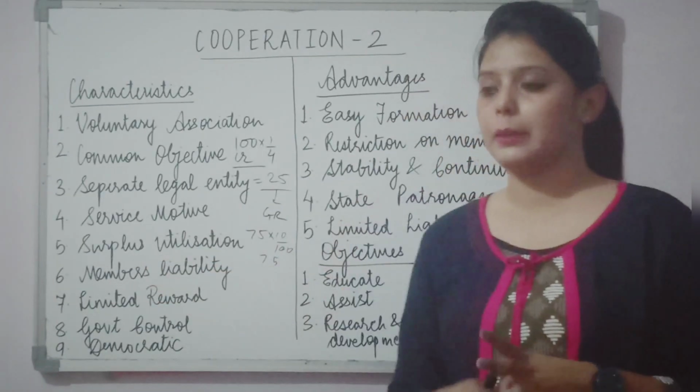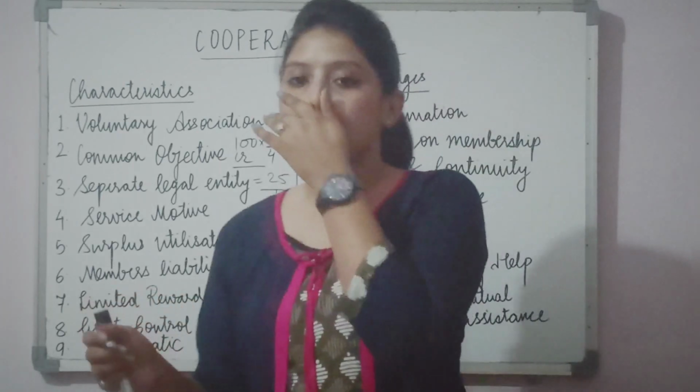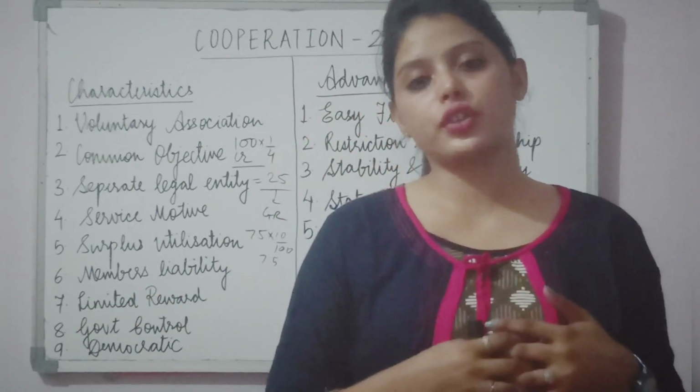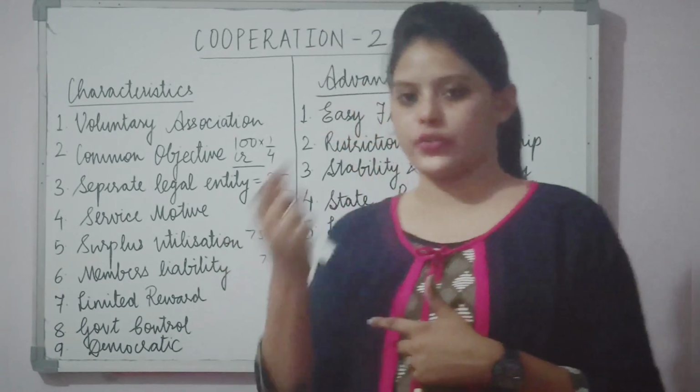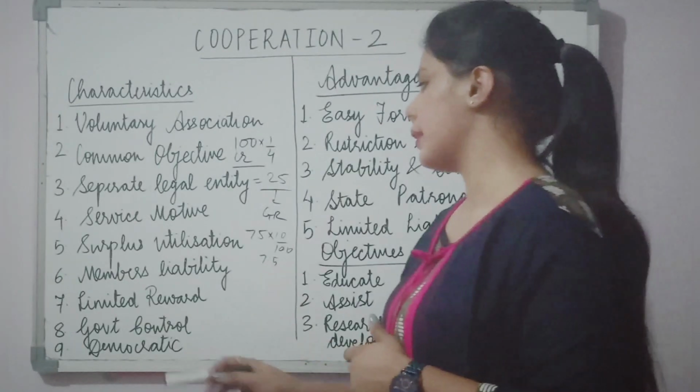in case of limited liability. But in case of unlimited liability, the members are also responsible from their own share, from their personal share to contribute towards the losses. Okay, that is unlimited liability.